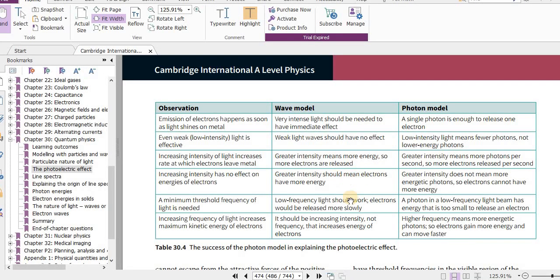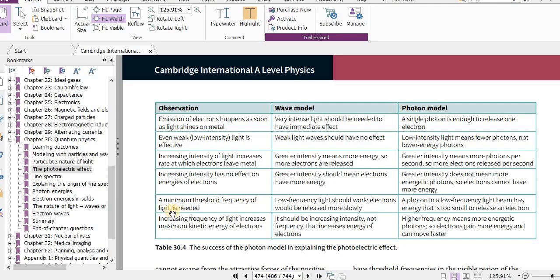Okay, so this table basically explains that. See, it's all explained here. Observation: emission of electrons happens as soon as light shines on the metal. See, photon model, wave model, there is a comparison in this table. A single photon is enough to release one electron. Okay, very intense light, wave model. And what is important here, like I said, is what I explained just now about the intensity and about the energy of a photon, and one photon always removing only one electron.